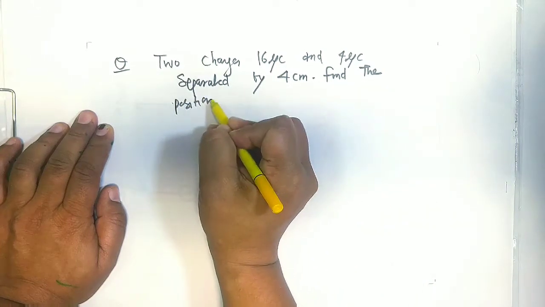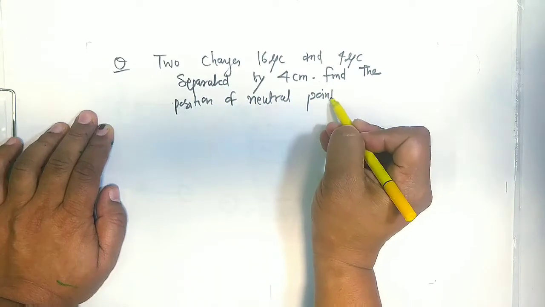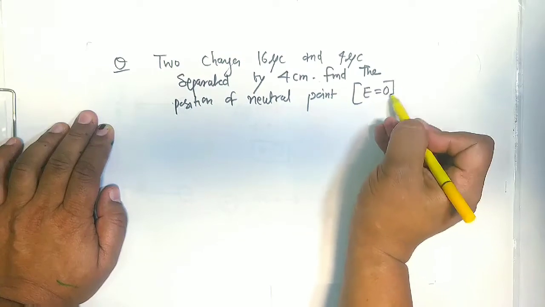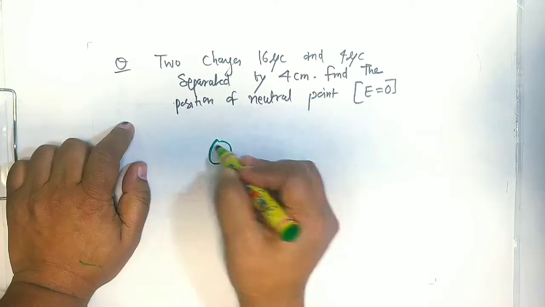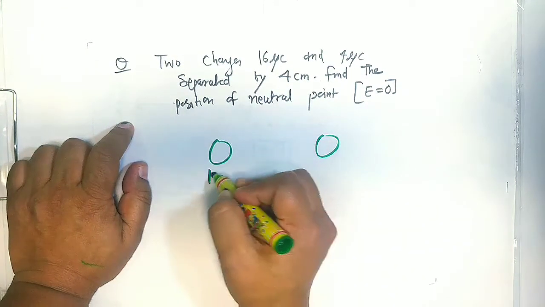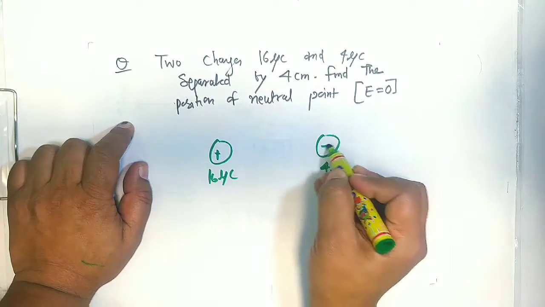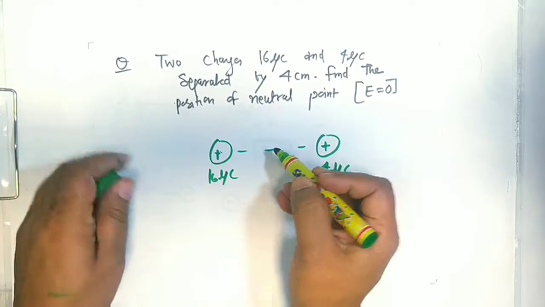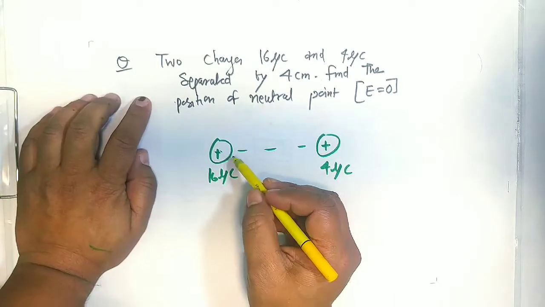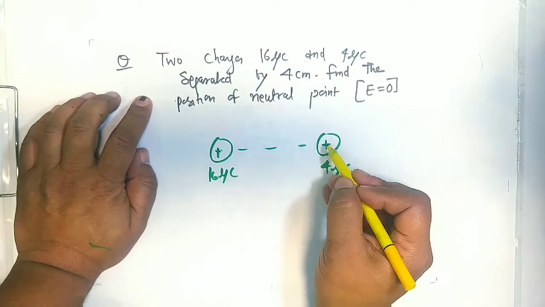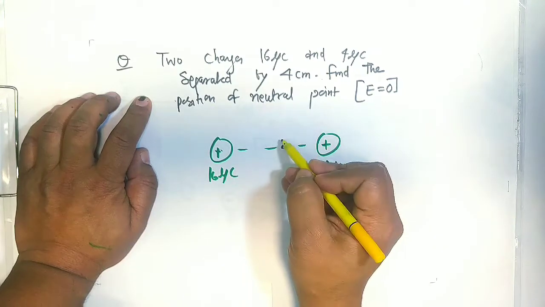position of neutral point. Neutral point means what? Neutral point is where the electric field is what? 0. So there are two charges, one of 16 microcoulomb and another of 4 microcoulomb, and both are positive. And certainly we know that somewhere the electric field will be 0. And where it will be 0, you know that this is a greater charge and this is a less charge, so it will be near to this point.